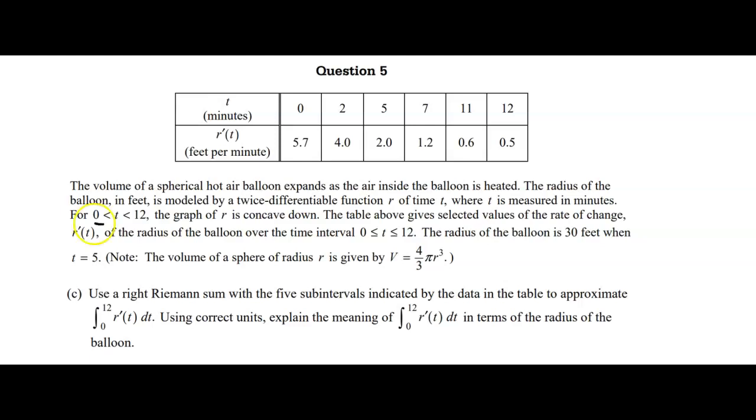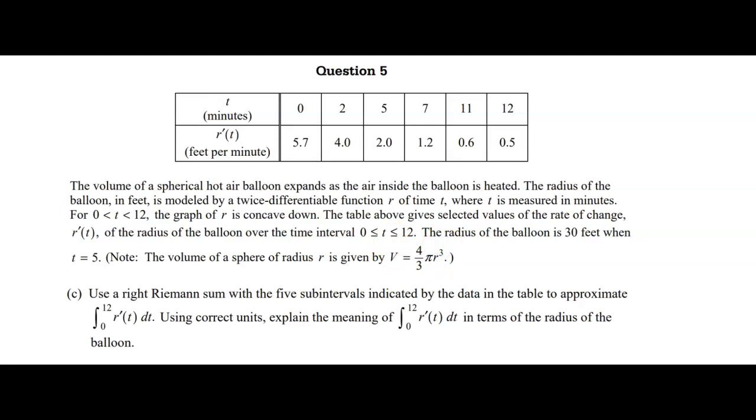Let's see. We're going from 0 to 12, so that's a good thing to notice there. This tells us stuff about concavity. We're not going to really care about this for this part of the problem. This is part C. The concavity thing would come in handy for the other parts of the FRQ here, but we're not going to be using that at all. Same thing with the volume formula. We're not going to be using that.